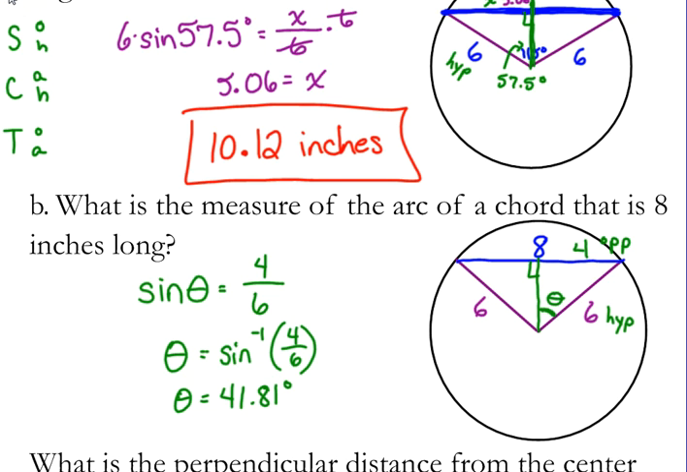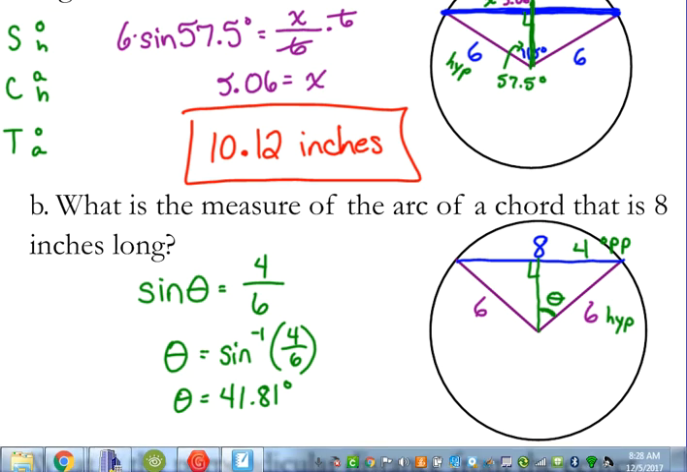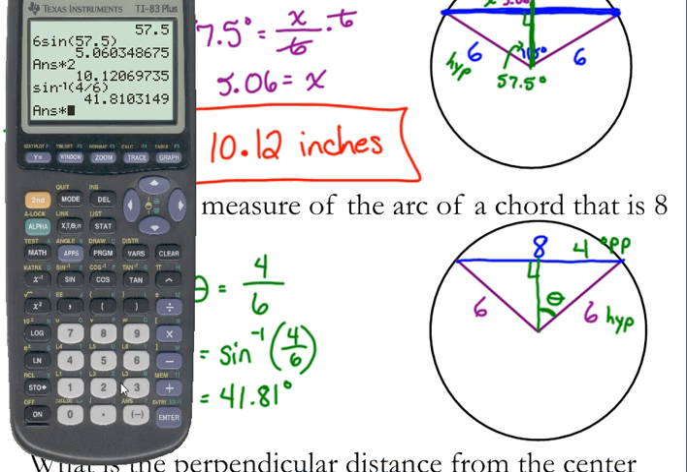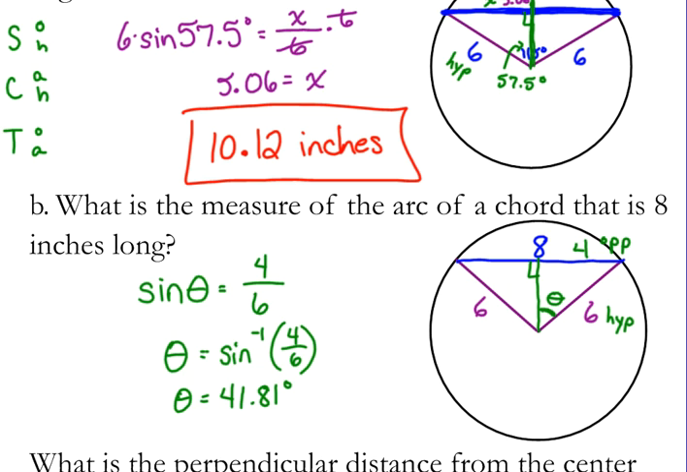degrees. Okay, but it wants the measure of the whole arc. That's only part of it. That's only half of it. So we got to multiply it by 2. 83.62 is the measure of the arc.